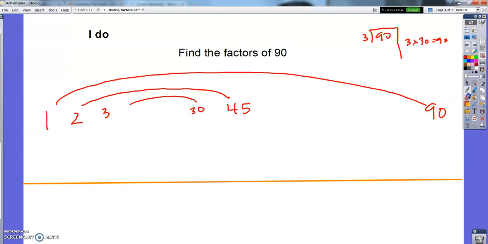All right, how about 4? Can I divide 90 by 4? Let's check. How about 4 times 20 is 80.